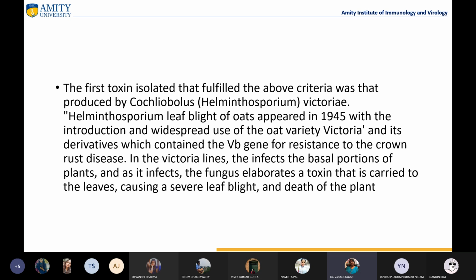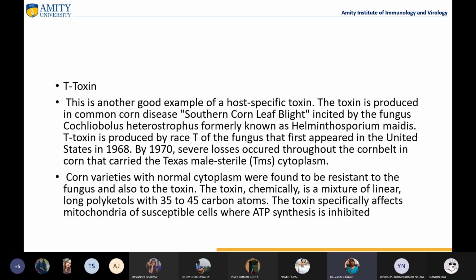This is a disease which appeared in 1945 with the introduction of a number of oat varieties. I discussed this last time, maybe. The disease occurred with the oat variety Victoria, which contained the Vb gene for resistance to crown rust disease. In the Victoria line, the fungus infects the basal portion of the plant. As it infects, the fungus elaborates the toxin, which is carried to the leaves, causing severe leaf blight and the death of the plant. Then we have the T toxin.